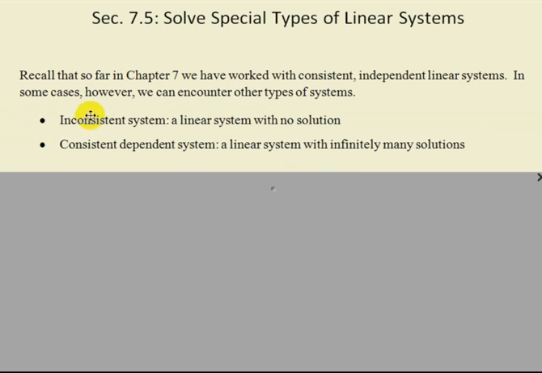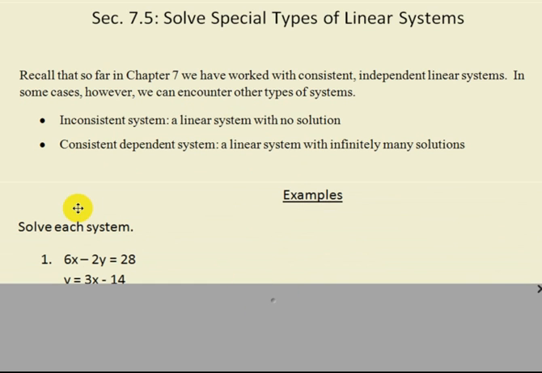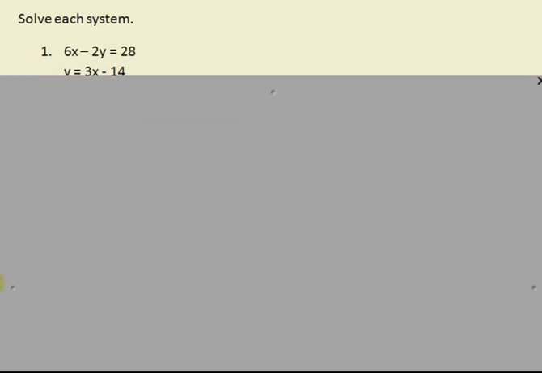but sometimes we could run into another type of system. For example, we could see an inconsistent system, and this is where we have no solution. There's no single point that will be on both lines or will satisfy both equations in our system. We could also have a consistent dependent system, and that's a linear system with infinitely many solutions. Now let's see how that works and why that turns out to be that way.